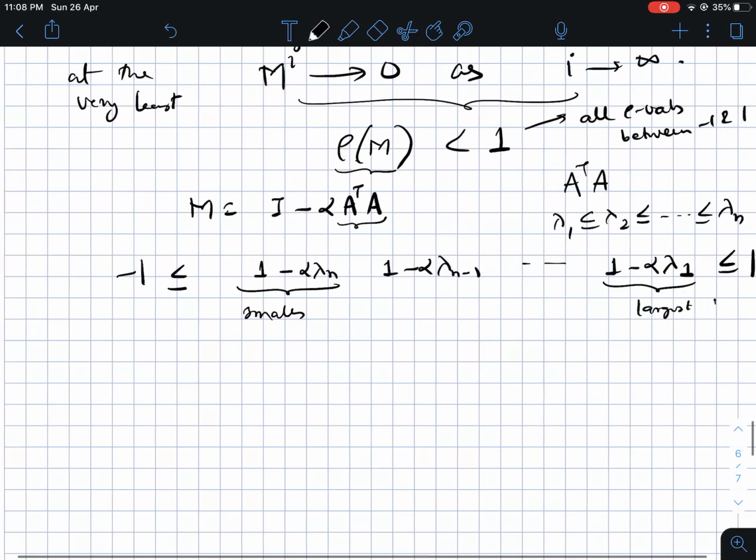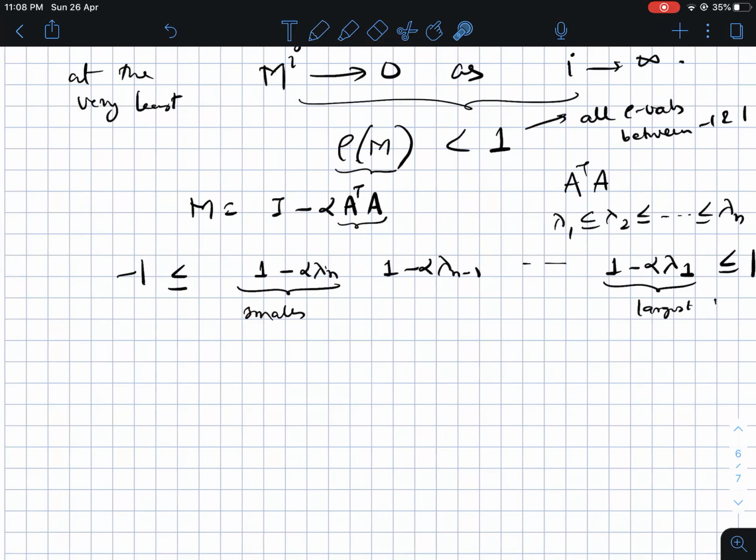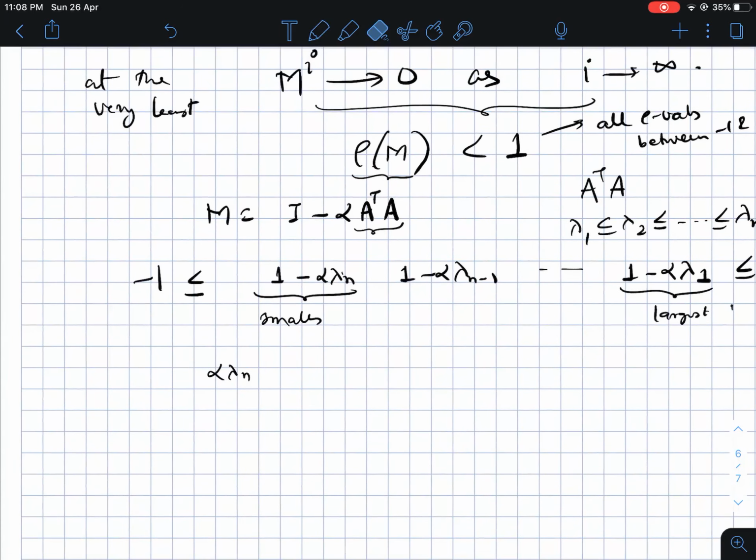Okay. So what does that give you? Let's look at this one. The smallest one is at least -1. That tells you that alpha lambda n must be at most 2.